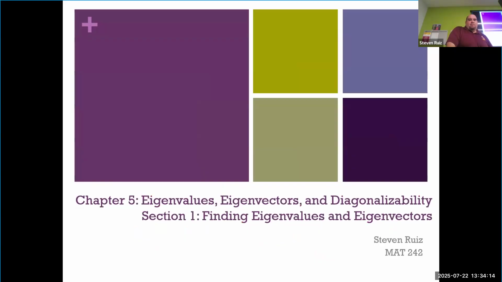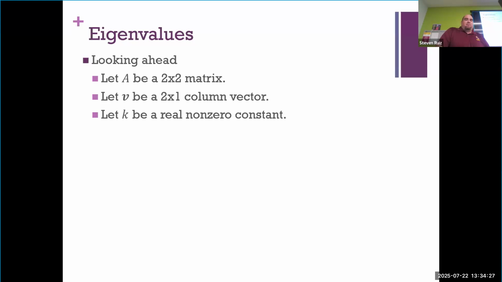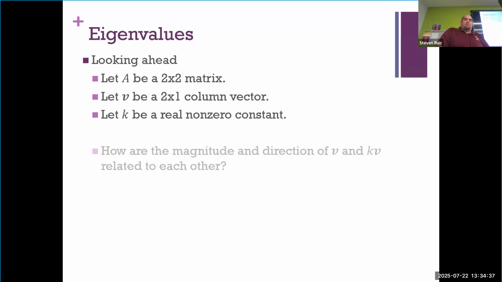All right. So we're going to talk about these brand new things called eigenvalues and eigenvectors. So let's build up why they exist, what they're special for. Let's think about this for a minute. We have a 2x2 matrix A, a 2x1 column vector V, and some real number K. How are V and KV related to each other? Think about it in terms of magnitude and direction.